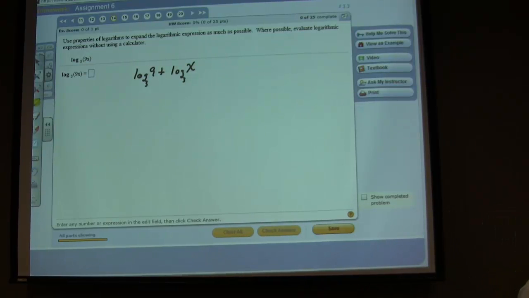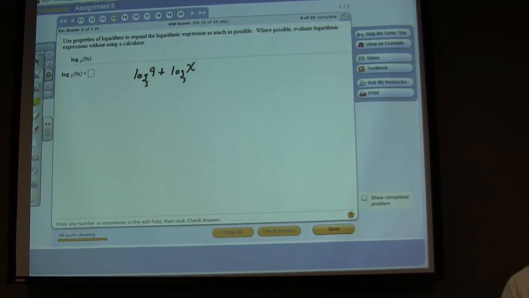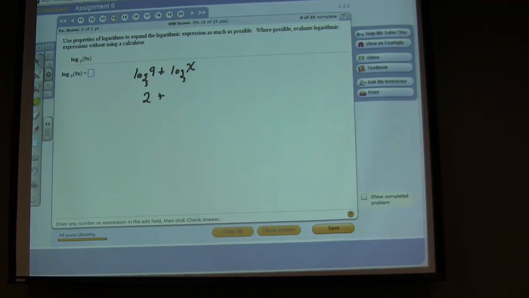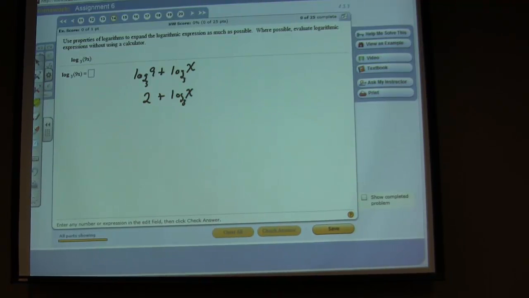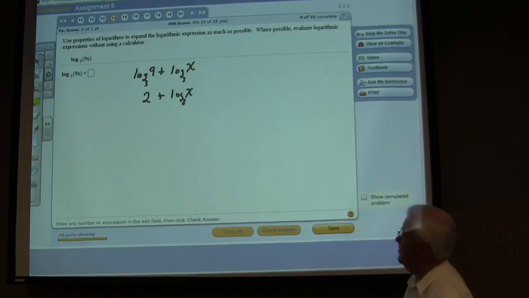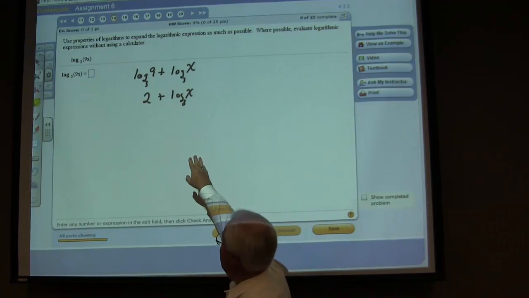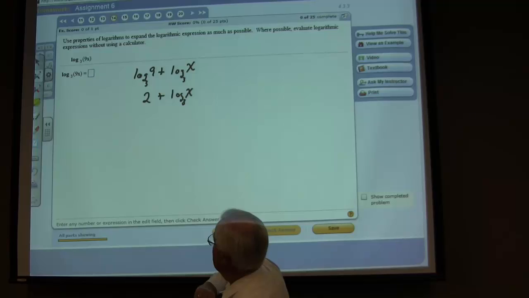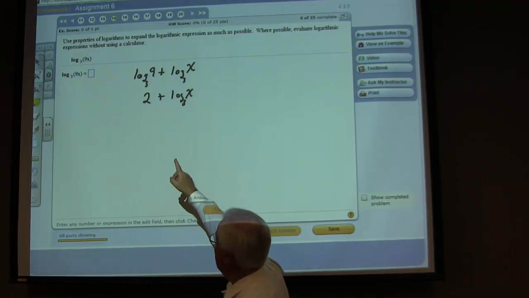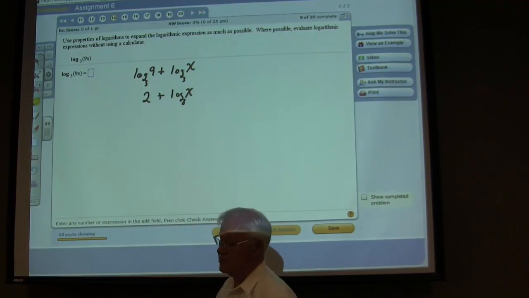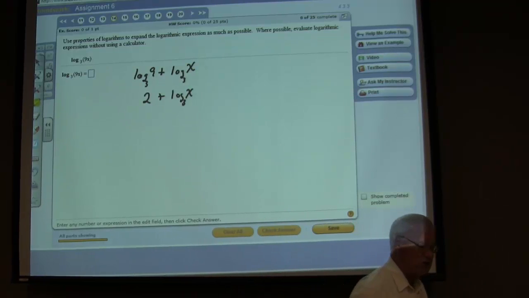Well, let's see. Log base 3 of 9. What's the exponent you put on 3 to get 9? Isn't 9 3 times 3? It's 3 squared. So this is just the exponent of 2. Now, since we don't know what x is, we can't simplify any further or expand any further. The log base 3 of x has to stay the log base 3 of x. So this becomes 2 plus the log base 3 of x. And that's the answer they're looking for here.